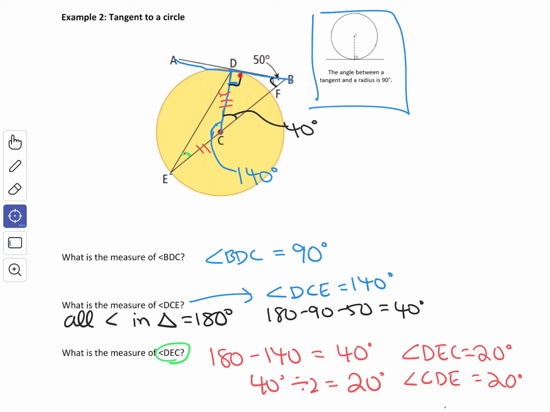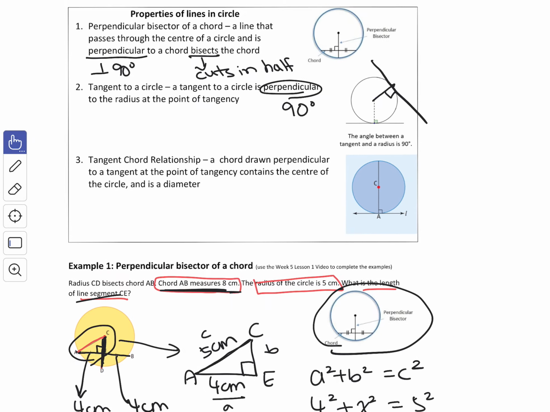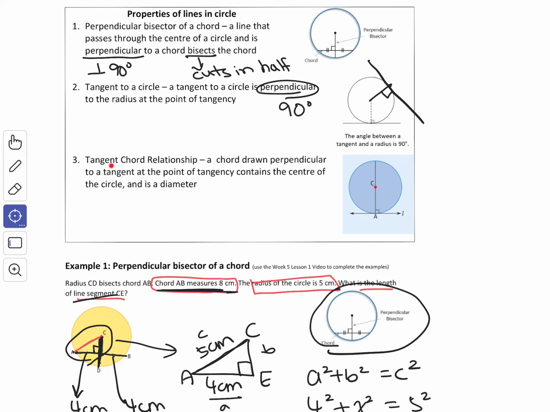Notice how for this question, we started by using the property of a tangent to a circle and identified a 90 degree angle here. But for the rest of the problem, we used what we know about triangles, that all angles in a triangle have to equal 180 degrees. We also used that a straight line has to be 180 degrees. And for the last part, we also used what we know about isosceles triangles, how they have two equal sides and two equal angles. So this is what I mean by you need to use everything you know about circles, triangles, and angles to solve questions in circle geometry.